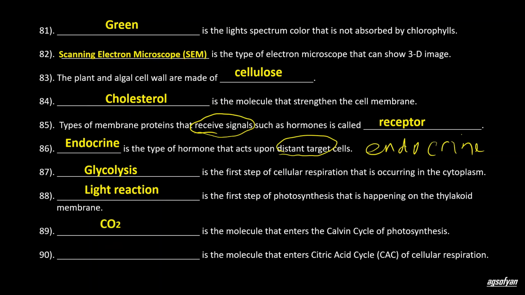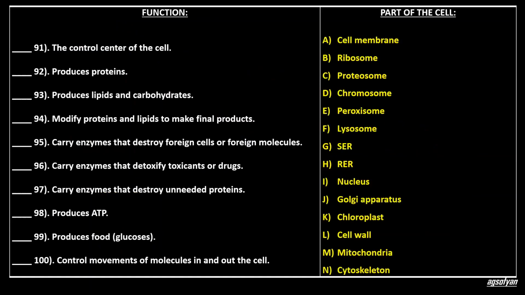Last one. Blank is the molecule that enters citric acid cycle or CAC of cellular respiration. Okay, the molecule that enters citric acid cycle is called the acetyl-CoA, acetyl coenzyme A, which is the product of pyruvate conversion. Okay, the next one is matching. So you have question on the left and answer on the right side.